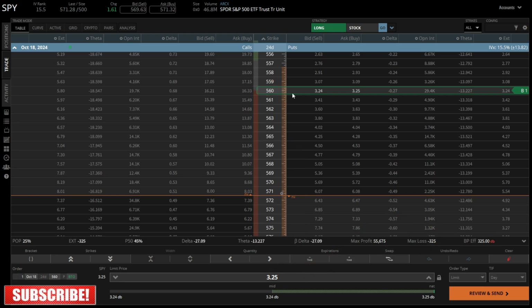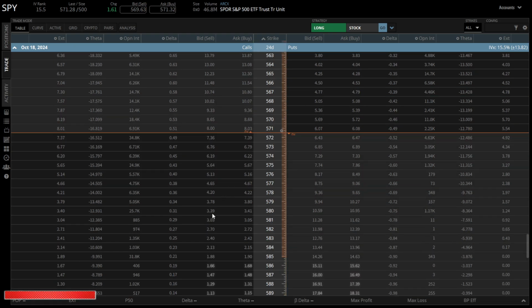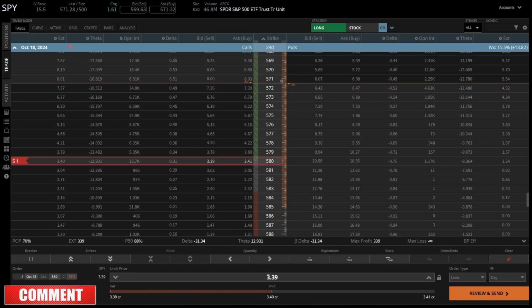The same thing applies on the upside as well. If we come here, for example, if we think the stock ain't gonna trade above $580, we can sell here: $580 strike price, 24 days to expiration, one contract, and this is how much the broker is gonna ask us in terms of the option buying power.